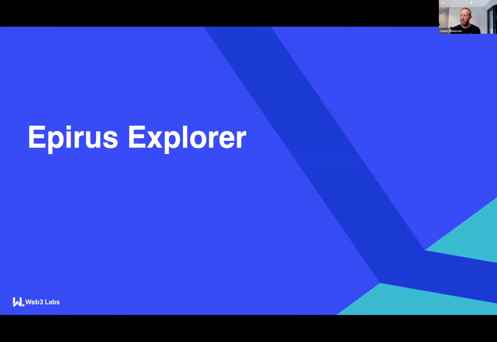So I'm going to talk a little bit now just about Epirius Explorer. Epirius Explorer is one of 2 products that Web3 Labs has. The other piece we do is strategic Web3 consultancy, and we do deliver off the back of that. But our 2 products, Web3J, the JVM and Android integration library for Ethereum, is an open source product that we maintain just freely for the wider community.